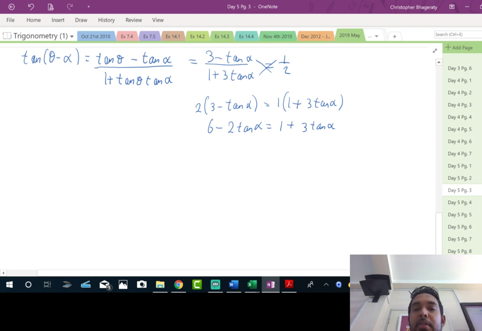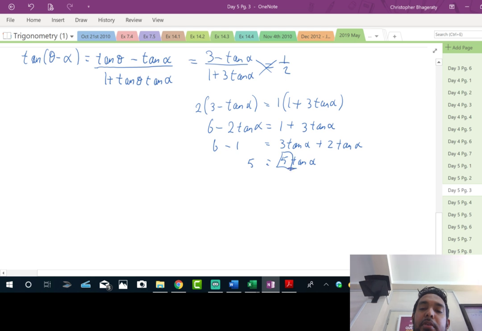So here we could simply get all of the tan alphas on one side and all of the non-tan alphas on the other side. So we could subtract 1 from both sides of the equation, and then we could add 2 tan alpha to both sides of the equation. So 6 minus 1 will give us 5. 3 tan alpha plus 2 tan alpha is also equal to 5 tan alpha. And then we could divide by 5 on both sides. So it would look like 5 over 5 equal to tan alpha, and 5 over 5 is equal to 1.